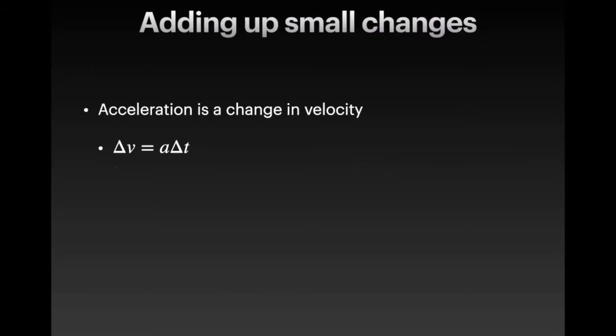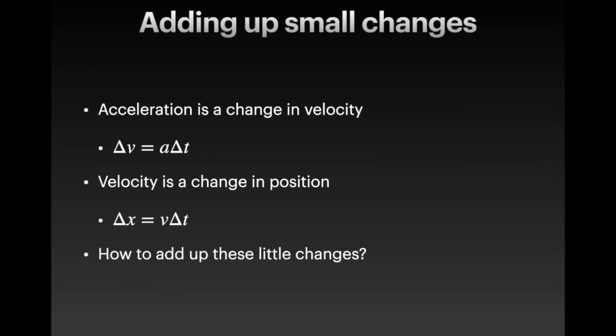Because what is an acceleration? It's a change in velocity over a change in time. Or if we rewrite that, if I take that acceleration that I know and multiply it by a small change in time, it's going to give me a change in velocity. And similarly, velocity is a change in position over change in time. So I can rearrange that and say, if I take my velocity and multiply it by a small increment of time, that's going to tell me how much the position of my object changes in that small increment of time. Right, so that's the definition of those quantities.